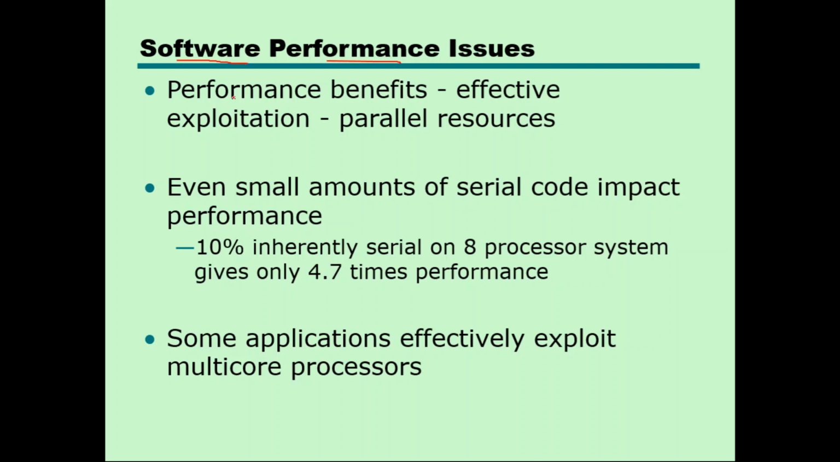Okay, so in a multi-core environment the performance benefits can be realized only by effectively exploiting the parallel resources. What are the parallel resources? The parallel resources are nothing but the multi-cores. Multi-cores are the parallel resources, because in one chip you have more than one core. So these parallel resources should be effectively exploited. That means they should be best utilized. Then only their performance benefits can be realized.